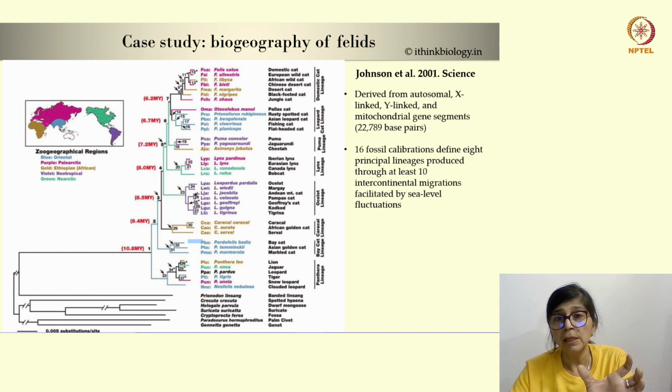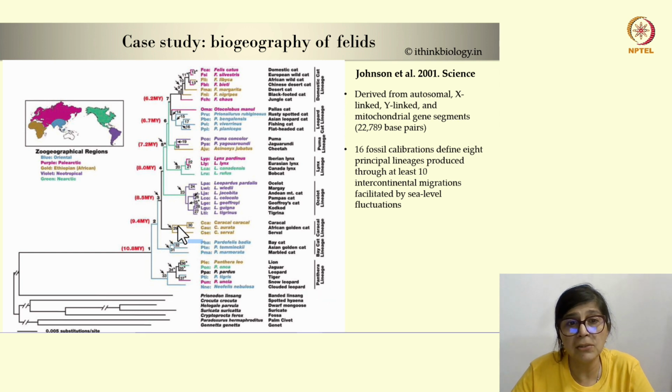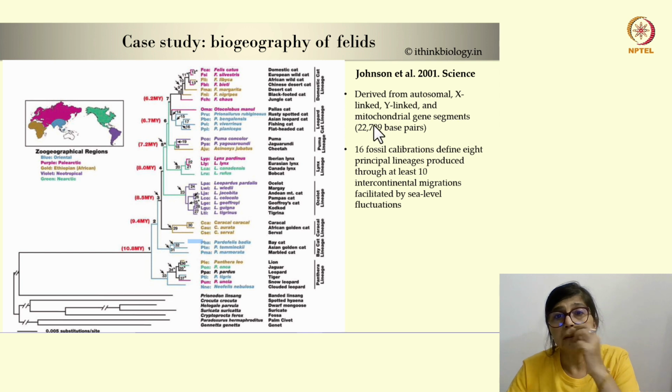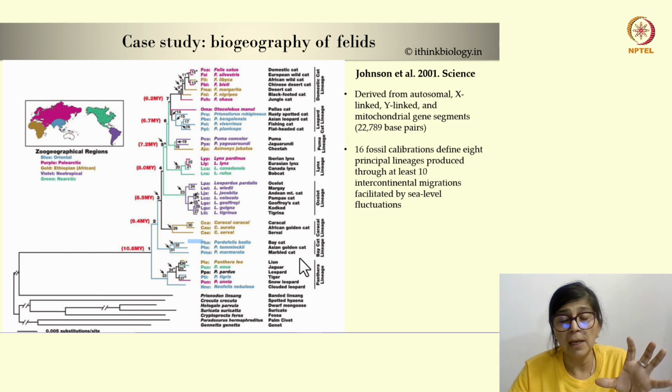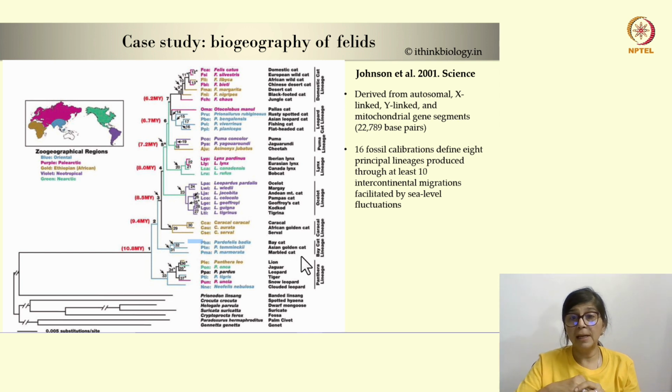Okay, so they could identify 8 principal lineages, as you can see, and these were all 1, 2, 3, 4, 5, 6, 7, and 8. Last one. So these were all the lineages they could identify, and at least 10 intercontinental migrations, which they thought were facilitated by the sea level rise and lower level, so fluctuations of the sea level.